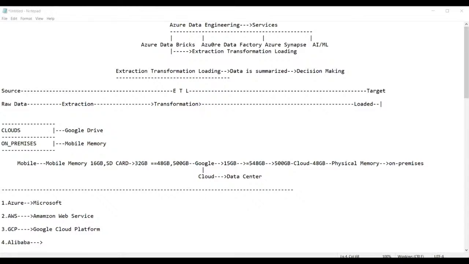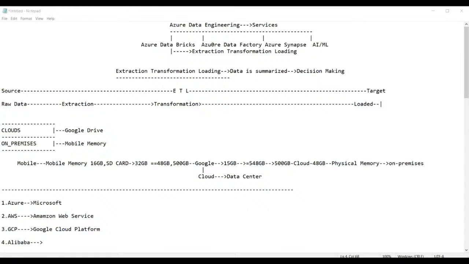Sir, are you explaining the deployment process? Yes, of course, we will see the deployment process. This is all a technical subject. ADF and ADB, deployment process is required. After that, finally, class is over, right? Yes, yes, sir.